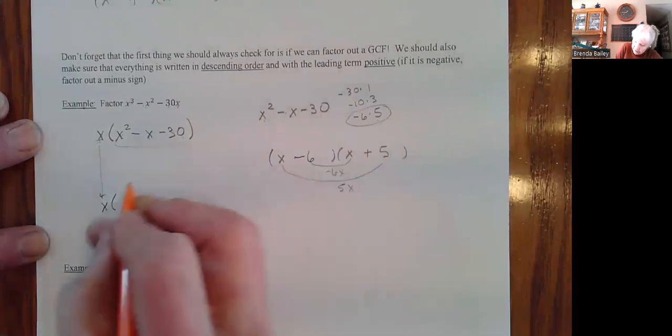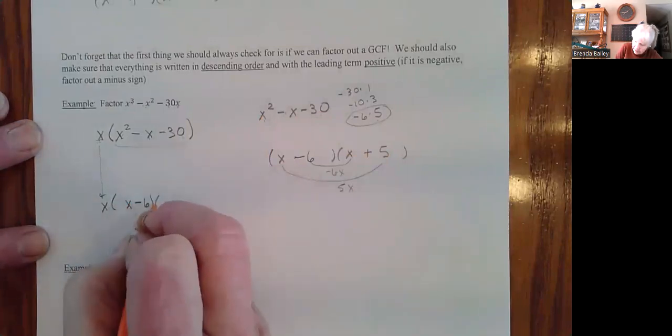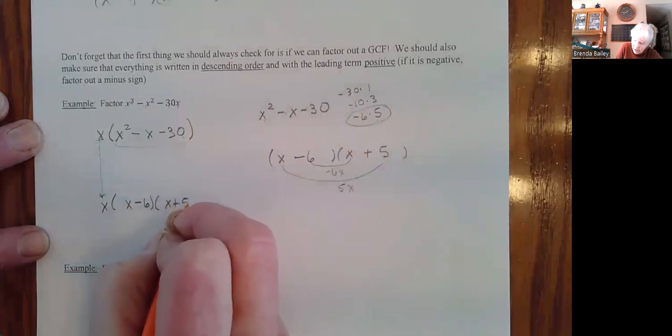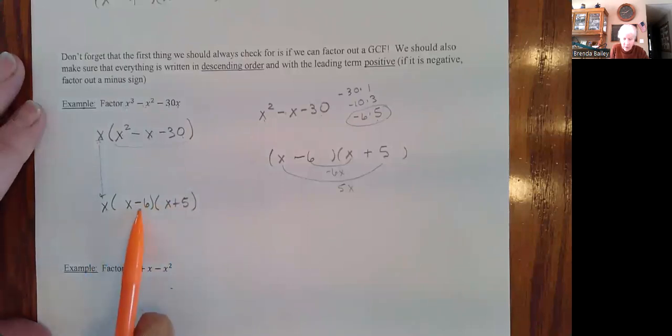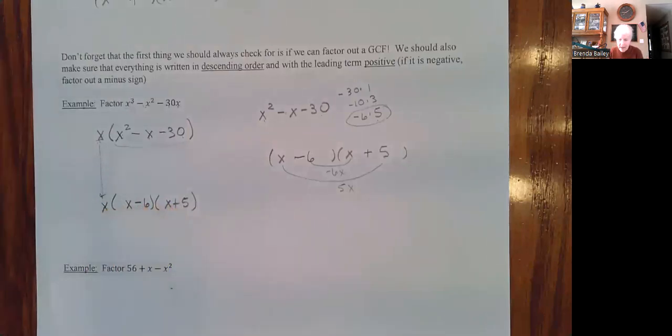And then we have x -6, x + 5. Now, if you were to multiply these together, I would multiply these two together first and then times the x next. Okay, so that would just be the easiest. It doesn't matter the order that you're multiplying these three numbers. So it's a lot easier to take care of these first and then just multiply by the x. Okay. All righty, let's look at the next one.